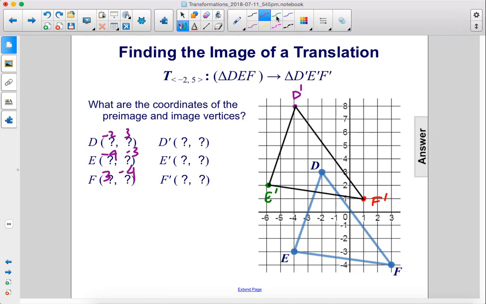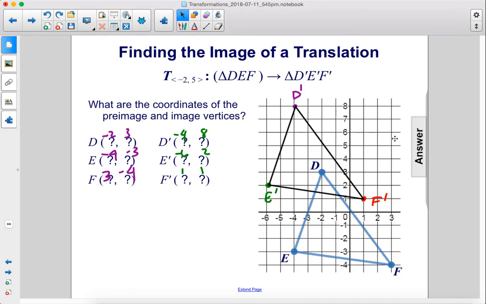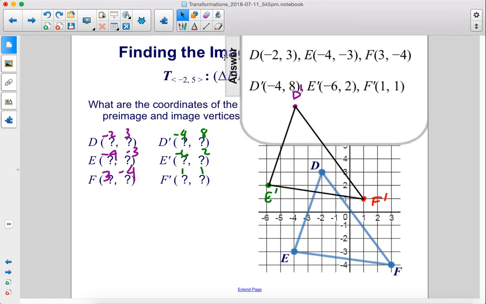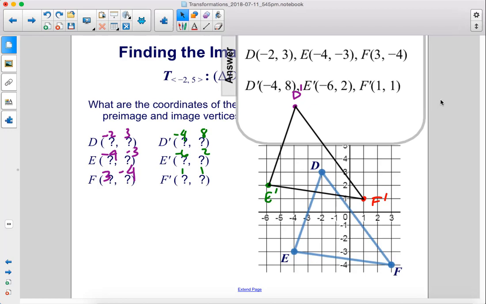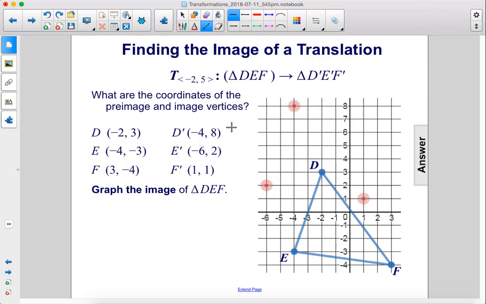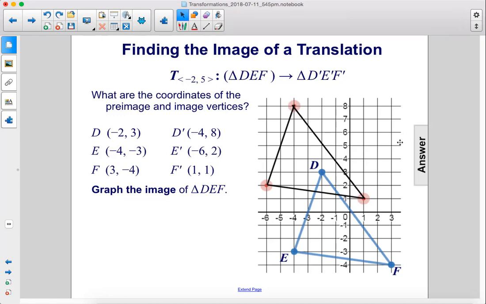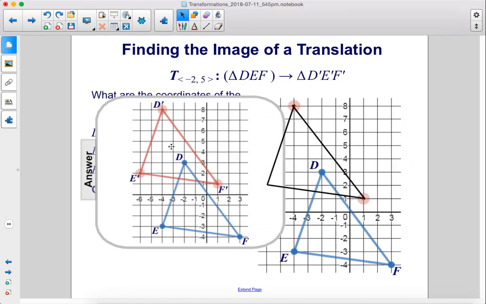So where are these points? Let's look. D' is at (-4, 8). E' is at (-6, 2). And F' is at (1, 1) of the new image. Alright, so since these are all of the coordinates, it's very easy to graph the triangle D'E'F'. There we go, just like that.